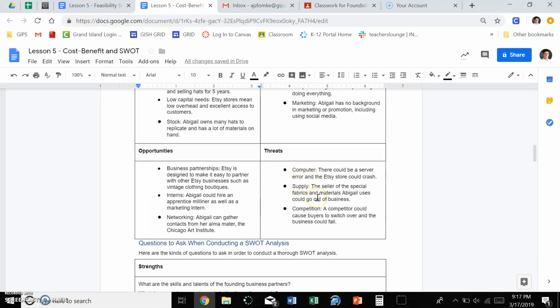And then what threats do you have as a business? Competition-wise, is it hard for you to get supplies? Do you not have a certain skill that's necessary for you to be successful?